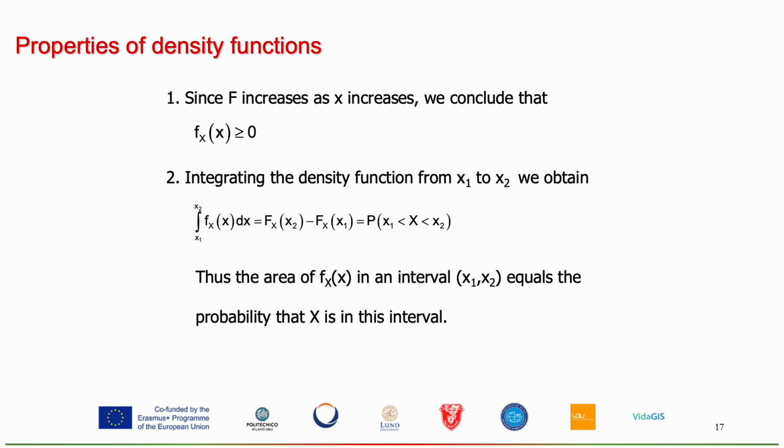Second property: if we take the density function and make the integral from x1 to x2, we obtain that it is equal to the cumulative function evaluated in x2 minus the cumulative function evaluated in x1. But this is exactly the probability that our random variable takes values comprised between x1 and x2. So, the area under the density function in an interval x1, x2 equals the probability that x belongs to this interval.